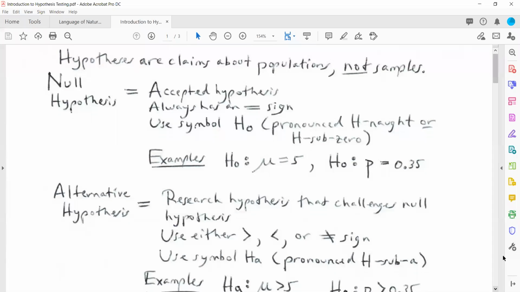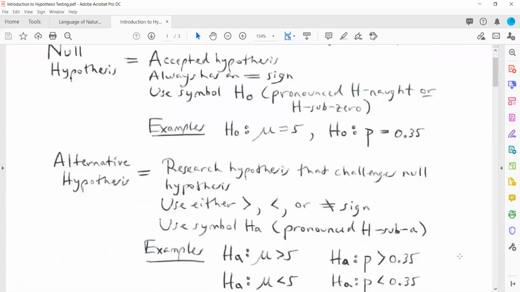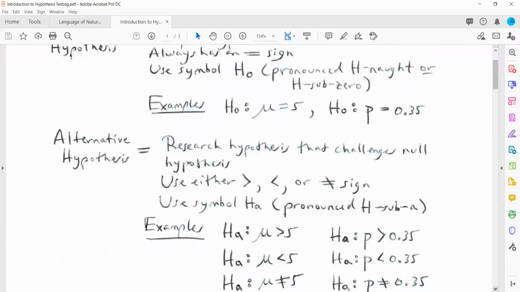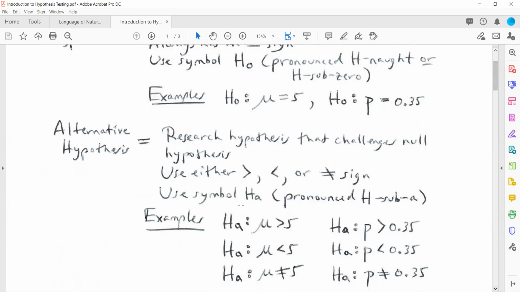The alternative hypothesis, the competing one that the researcher is offering, has one of 3 symbols. It's either going to have a greater than symbol, a less than symbol, or a not equal to symbol. We always use H sub A, H with a little a next to it, as a symbol for the alternative hypothesis. So H sub 0 is for the null hypothesis. H sub A is for the alternative hypothesis. And you always, again, put a colon next to it. If the alternative hypothesis is for a mean, we're going to use mu.